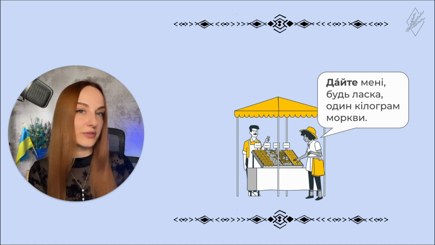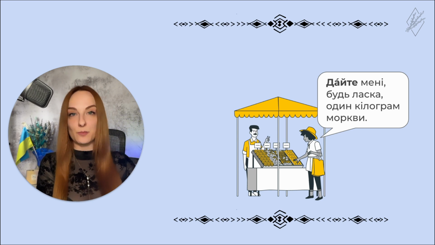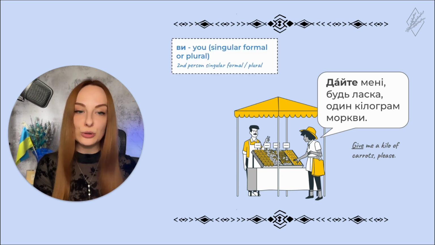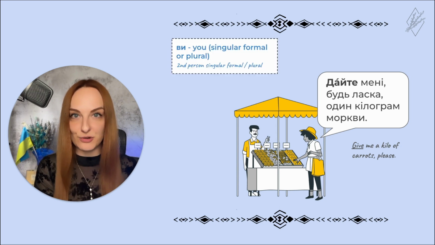Then we say, дайте мені, будь ласка, 1 кілограм моркви. So, дайте would be this perfective imperative mood for the second person, but either formal or plural. Give me a kilo of carrots, please, yeah? Дайте мені.